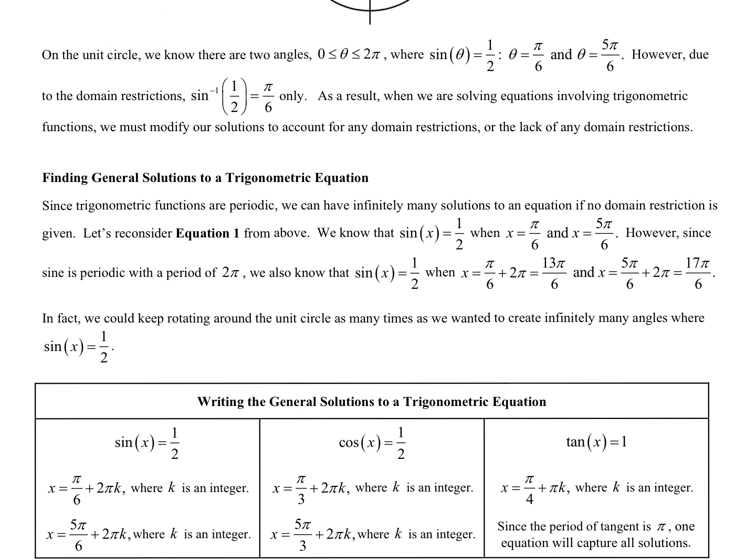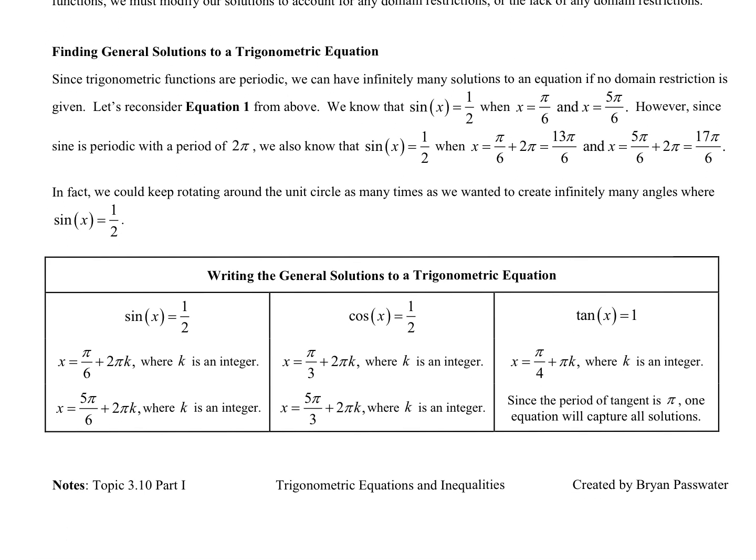And so when we're finding general equations, we have to be worried about the period of the function. So what is the period of sine and cosine? 2 pi. And so we're going to say it's pi over 6 plus 2 pi k, because the period of sine is 2 pi. We'd also have 5 pi over 6 plus 2 pi k. The same thing with cosine. Cosine's period again is 2 pi, and that's why we're going to add this 2 pi k to it.